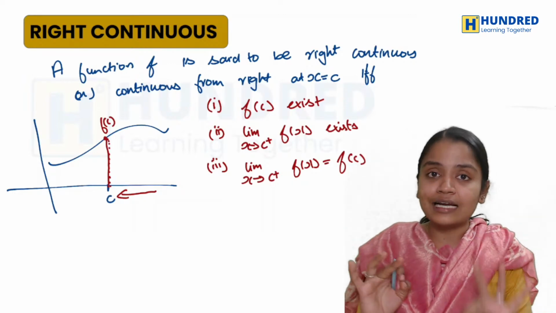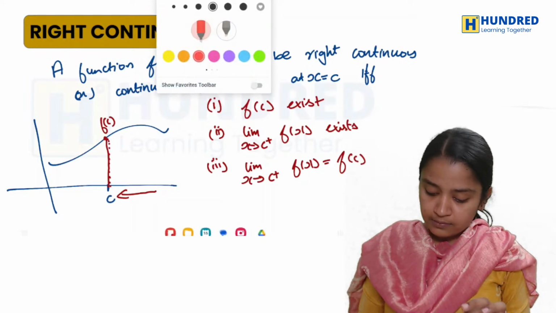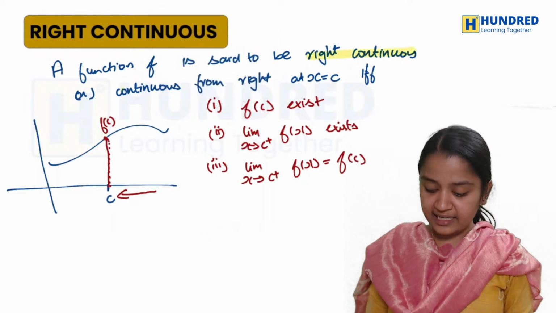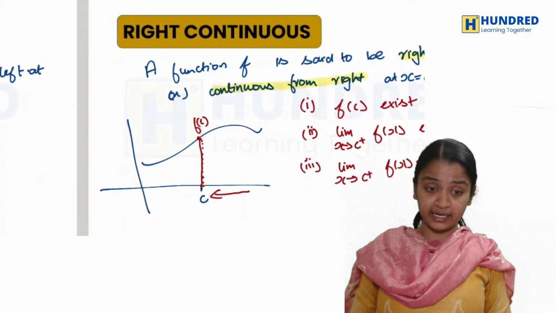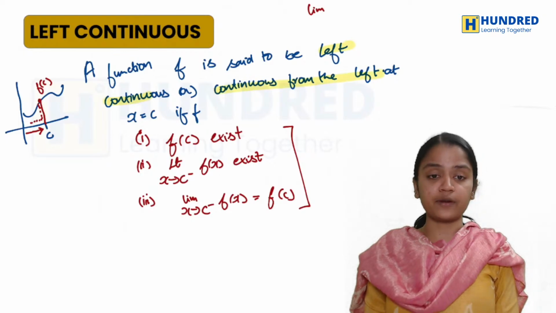If these three conditions are there, then definitely you can say it is right continuous or continuous from the right. Same way, this is left continuous or continuous from the left.